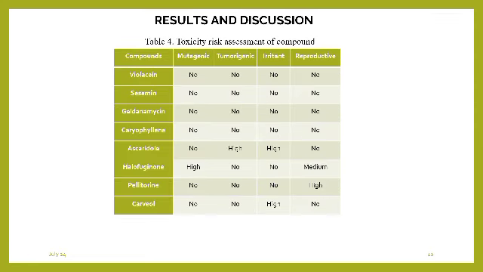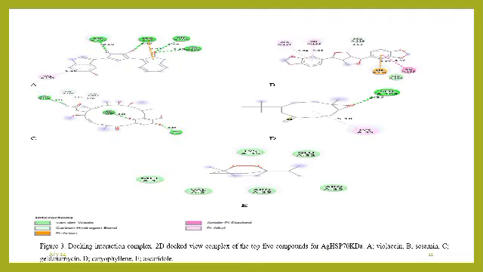For the toxicity risk assessment of the compounds, violacein had no mutagenic, tumorigenic, irritant, or reproductive effect. Likewise, sesamin, geldanamycin, and cryophylline. However, ascaridole, halofuginone, pellitorine, and carvacrol had either mutagenic, tumorigenic, irritant, or reproductive effects.